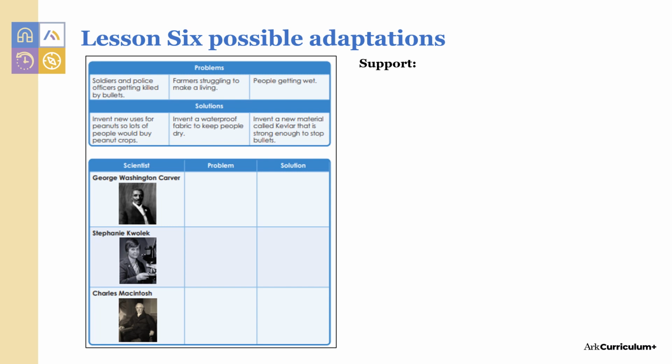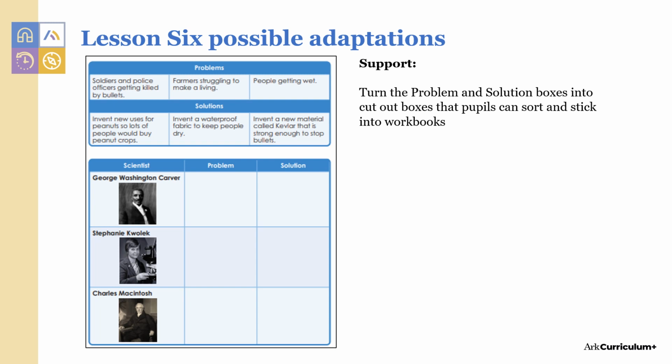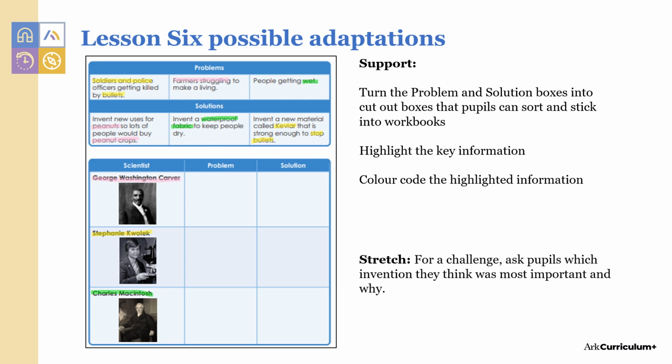In Lesson 6, pupils learn about 3 scientists and need to sort through the problem and solution cards for each scientist. Support pupils by turning these boxes into cut-out boxes that pupils can sort and stick instead of write. You could also highlight the key information within the boxes, or take it one step further and colour code the highlighted information to the scientist. Stretch pupils with the challenge of asking which invention they think was most important and why.